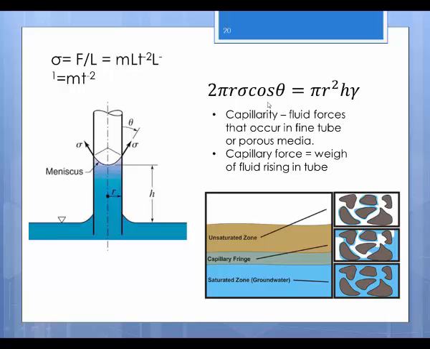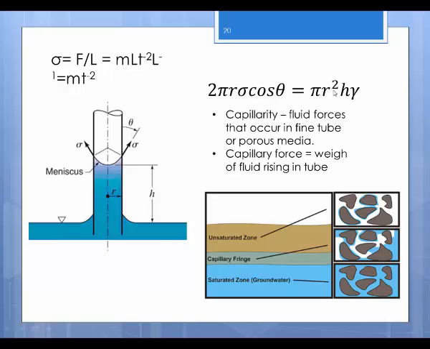This one on the left here is 2 pi r times the surface tension times the cosine of this angle right here, which for water against a clean glass tube is just about 0. This represents the adhesive force, or the capillary force, that's caused by this tube. So it's dependent on how thin or thick the tube is, the angle, and the surface tension.